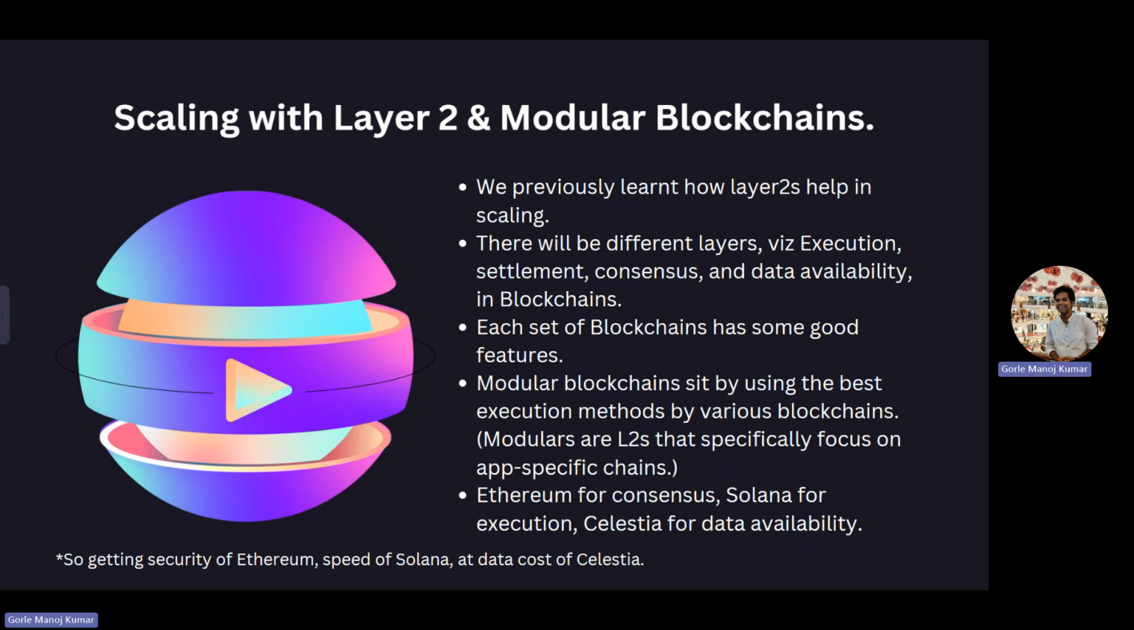So now I want to make a modular blockchain. Let's say I want to make a blockchain for gaming. I want security, I want speed, I want fast data availability. I can't choose Ethereum, it is slow. I can't choose Solana, its security is lower. I can't choose Celestia, because its security is lower and its speed is a different story, right? So what I'll do is take the execution layer from Solana, settlement and consensus for security from Ethereum, and data availability from Celestia. I'll mix all of them. I'll cook my own blockchain, and my blockchain will function better, right?